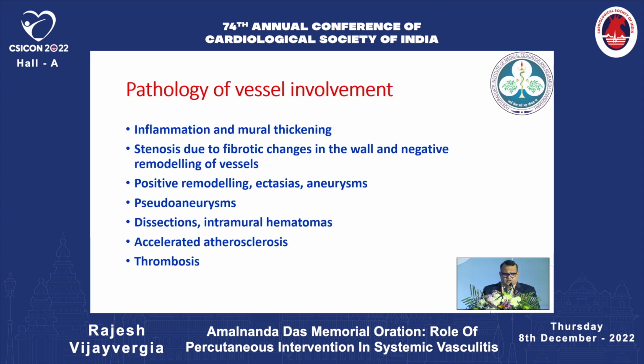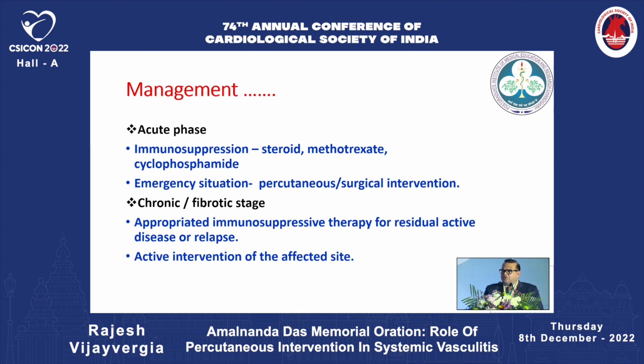If you look at the pathology, there is inflammation and mural thickening, and later, because of negative remodeling, there is stenosis and obstruction, while positive remodeling results in dilatation and pseudoaneurysm formation. This is also a milieu for accelerated atherosclerosis later in life, because of the propensity of these lesions to have atherosclerosis as well.